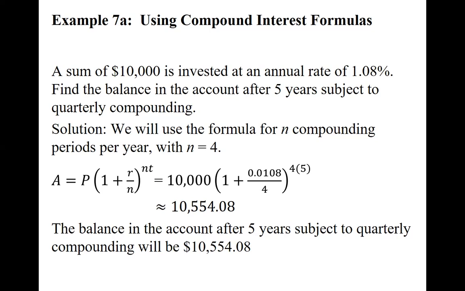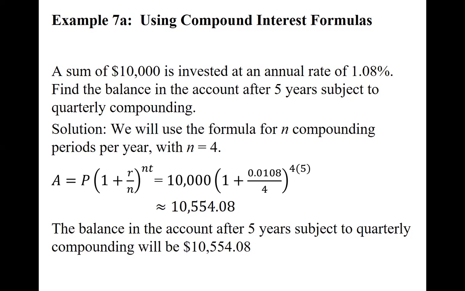P is the principal, 10,000. R is the rate as a decimal, 0.0108. N is 4. T is 5 for 5 years. So how do we put this in the calculator? Take care of the exponent first. 4 times 5 is 20. Inside the parentheses, we have 0.0108 divided by 4. So we'll do that, and then we'll add 1, and then we'll raise that to the 20th.